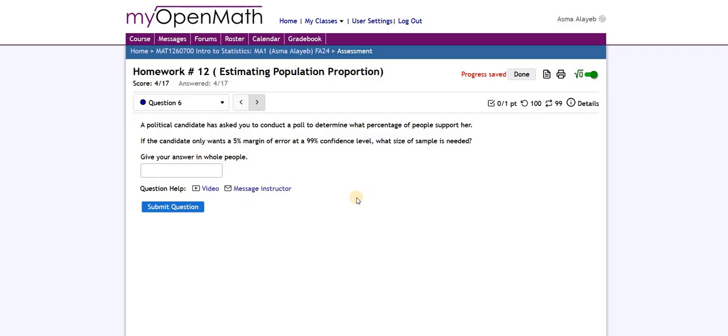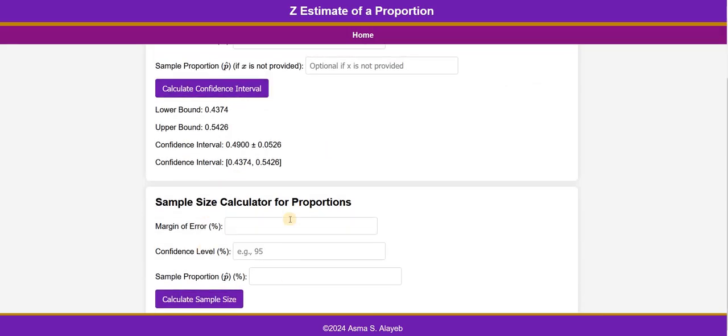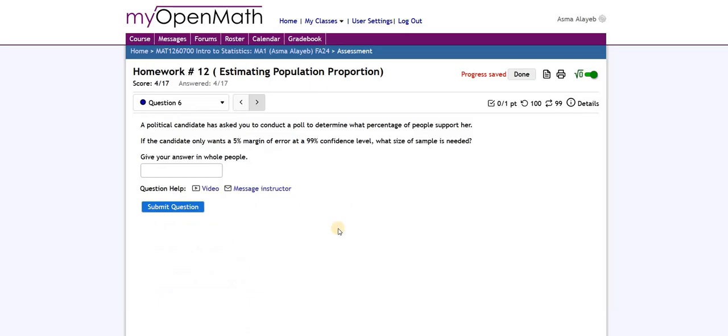The rest of the homework is similar. In this question here, we want to compute the sample size needed. So also you can use the calculators again. This is the sample size. You will need information for that, and then you can use the information to compute the sample size. So let me do that. A political candidate has asked you to conduct a poll to determine what percentage of people support her. If the candidate only wants a 5% margin of error, so the margin of error here is 5%, at a 99% confidence level, 99% confidence level, what size of a sample is needed?